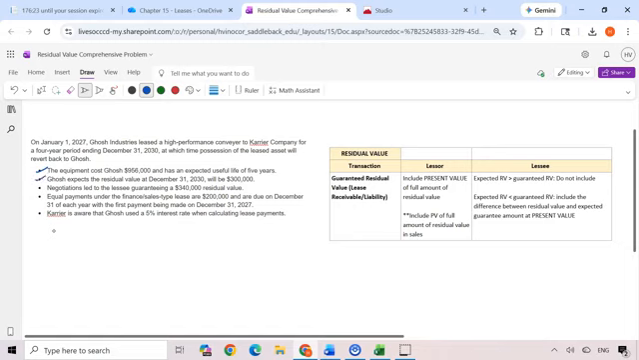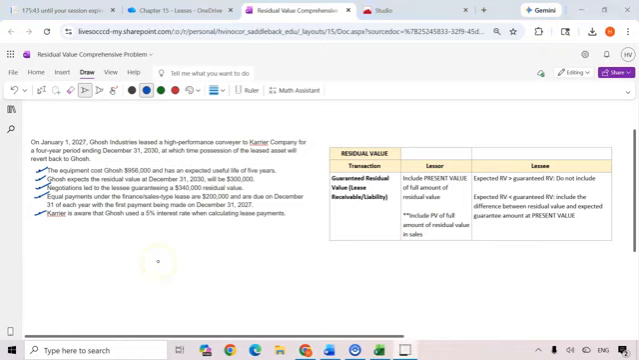Gosh expects the residual value at December 31, 2030 will be $300,000, and negotiations led the lessee guaranteeing a $340,000 residual value. Equal payments under a finance sales type lease are $200,000 and are due on December 31 of each year, with the first payment being made on December 31, 2027, and Carrier is aware that Gosh used a 5% interest rate when calculating lease payments.